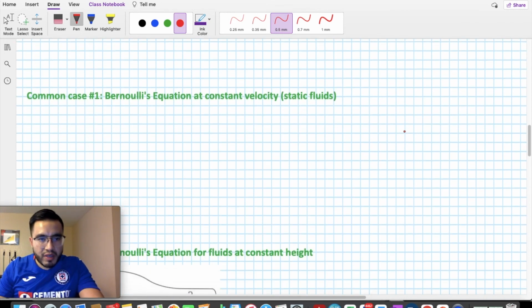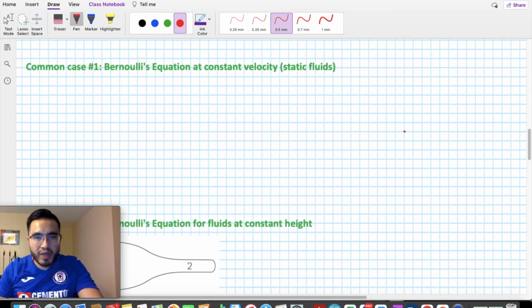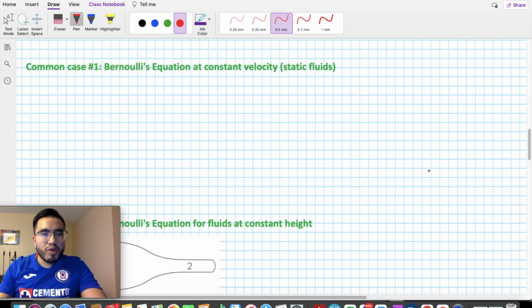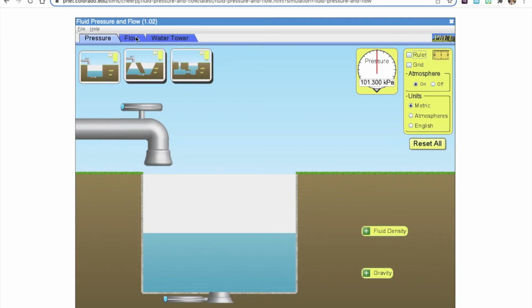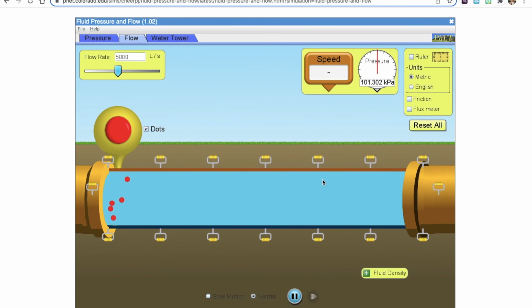Lucky for us, we have two common situations where we can simplify Bernoulli's equation. The first one is Bernoulli's equation at constant velocity, or when you have static fluids that are not moving, okay? Okay, so here's the simulation.